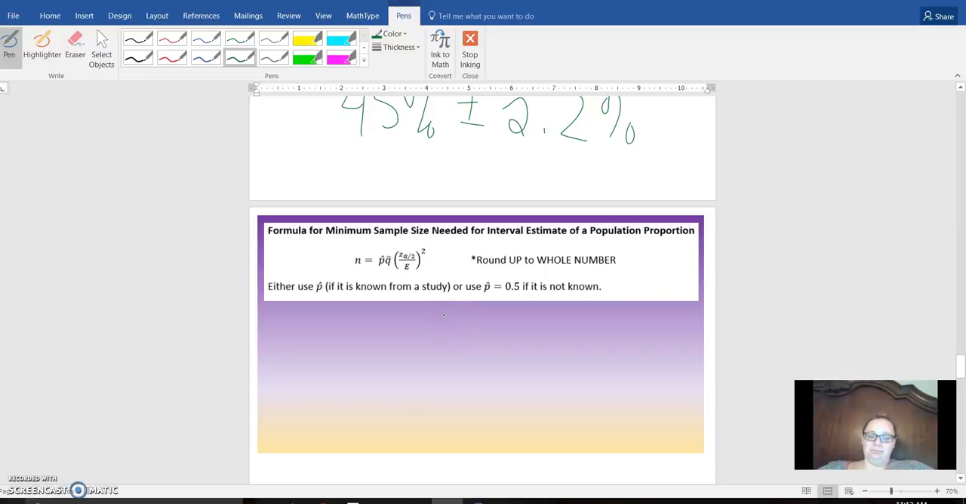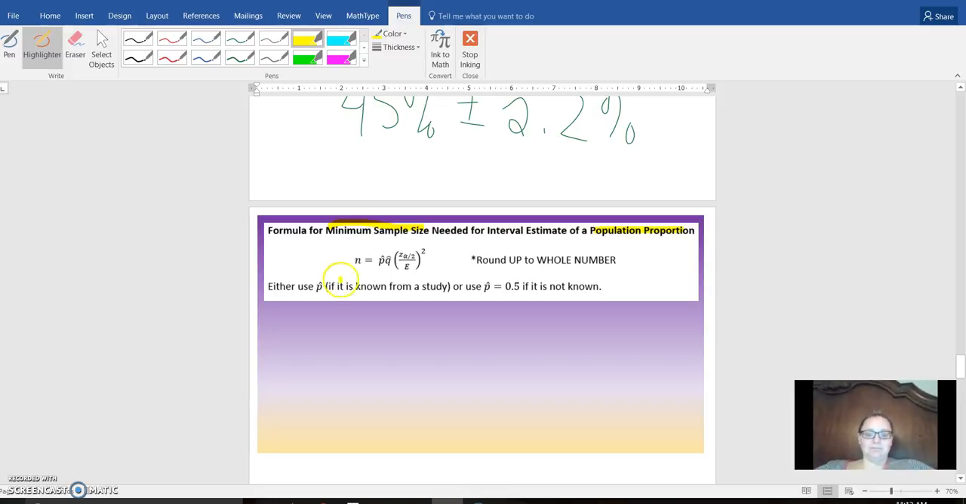All right, so now, just like when we did the Z distribution, the normal distribution, when we had the population standard deviation, we had a formula for sample size. And so we're going to do the same thing now when we have a population proportion.